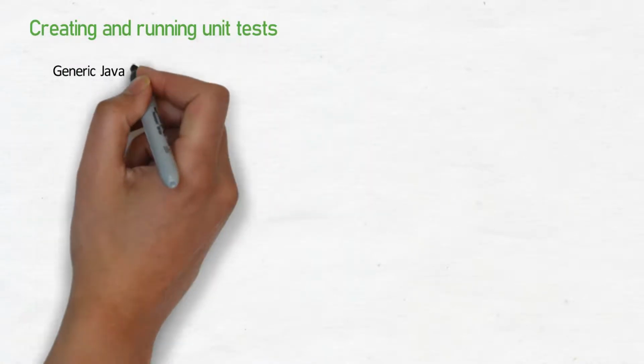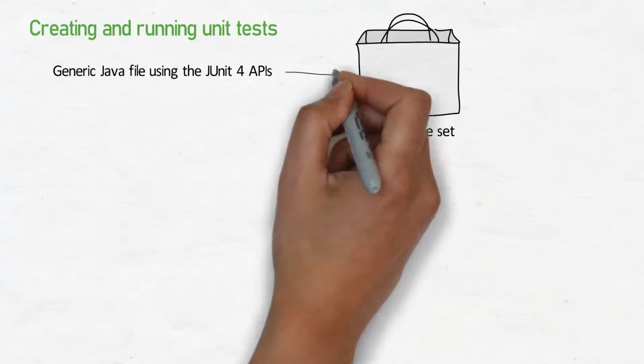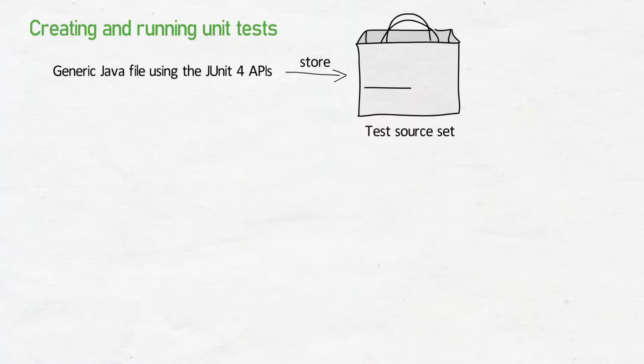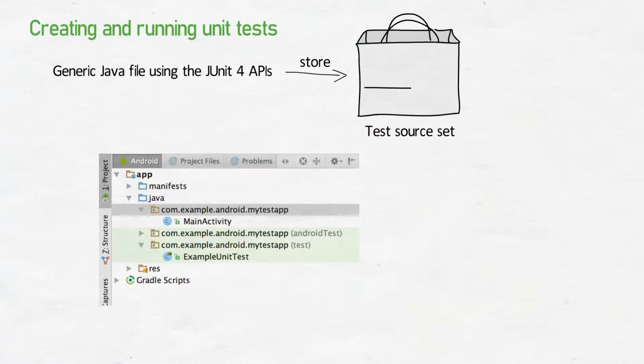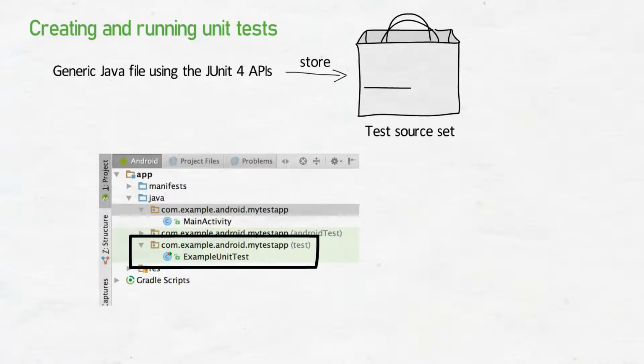Create your unit tests as a generic Java file using the JUnit4 APIs and store those tests in the test source set. Each Android Studio project template includes this source set and a sample Java test file called ExampleUnitTest.